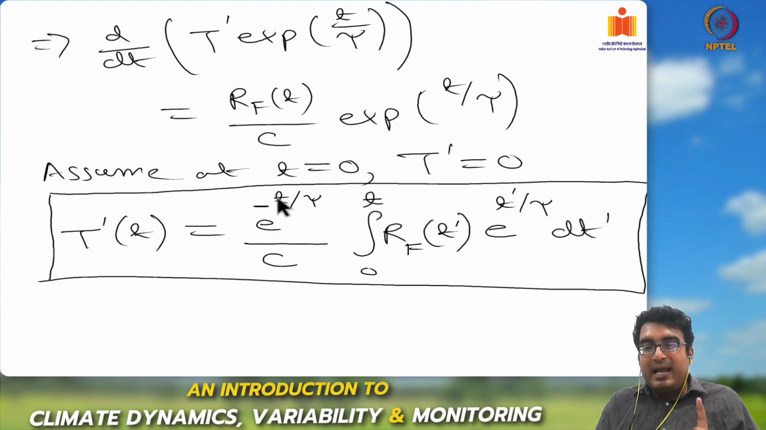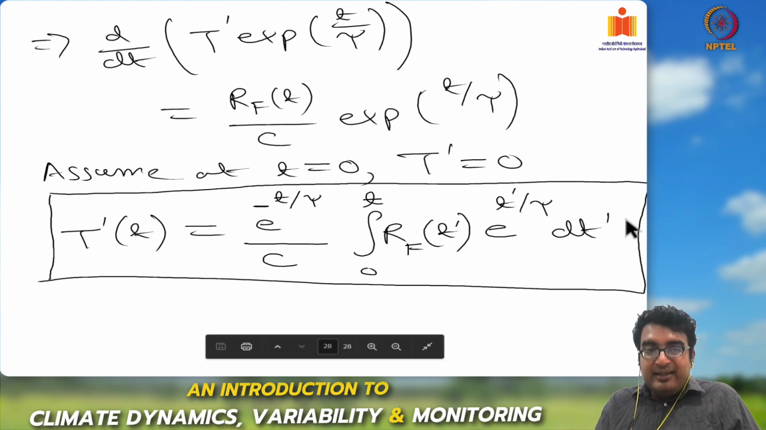E to the power minus t by tau is the exponentially decaying term here. C is the heat capacity of the atmosphere ocean system. RF is the radiative forcing term, which is time dependent. And this small t' is basically the dummy time variable because we are integrating from 0 to t. And this is exponential t' by tau dt'. So this becomes the final expression.